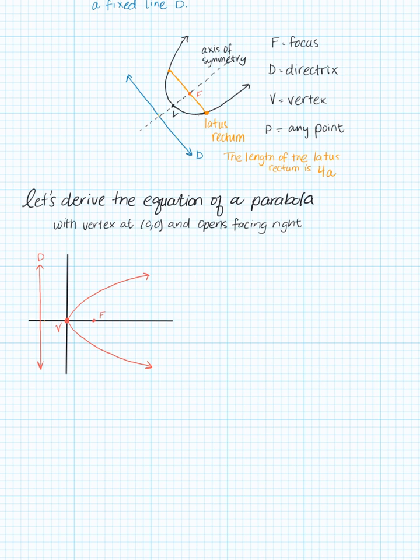And we'll go ahead and define that distance to be arbitrary. Even though it kind of looks like it's about 3 units, we're going to go ahead and just say that it's a units. So the focus is at the point (a, 0), which makes the directrix the line x equals negative a. So in other words, the directrix crosses the x-axis at the point (negative a, 0).